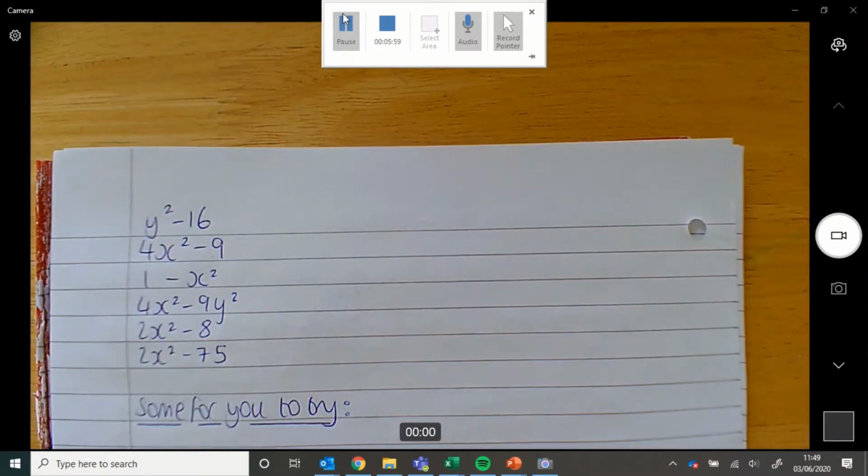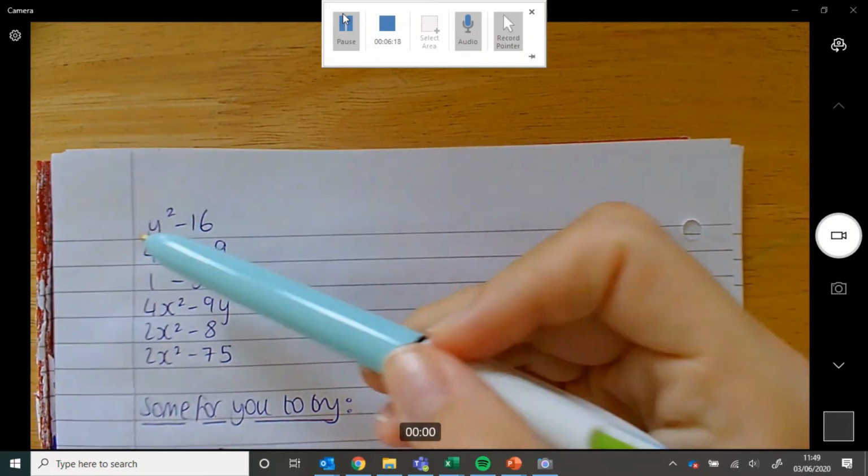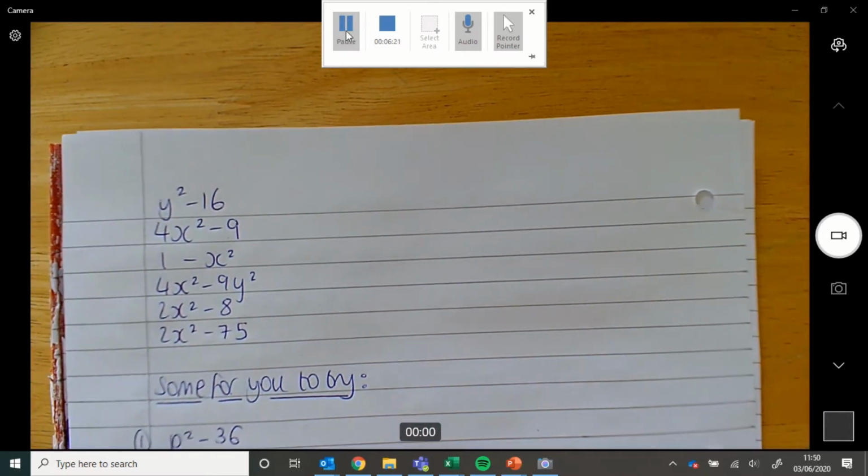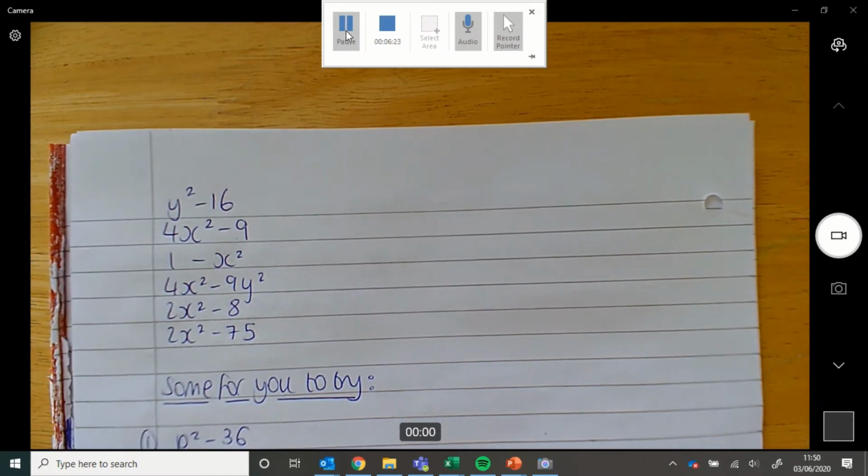Okay, next style of question that you need to be able to answer is something where there isn't a common factor between them all, but there isn't 3 terms like normal. So on all of the examples that we've looked at so far, I've had an x squared plus an x term plus a number, but here I've only got the squared term and the number. I don't have the middle term. Okay, this is called difference of 2 squares.